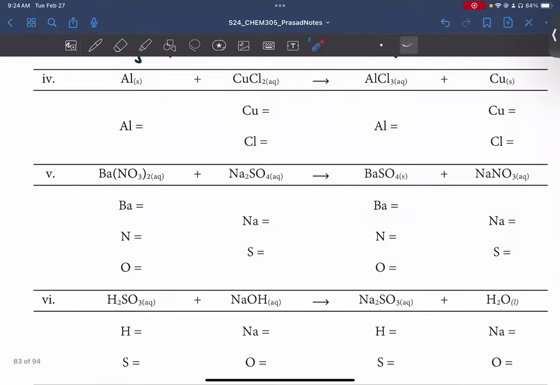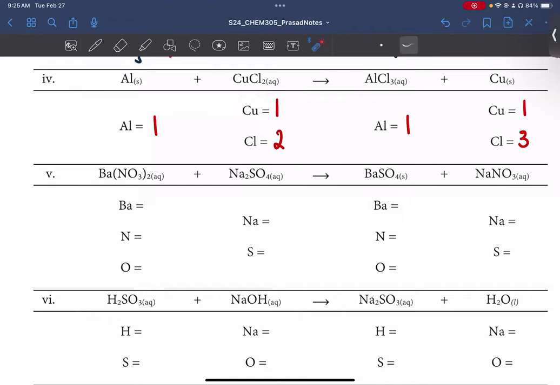I'll work through the next one, number four. Aluminum and copper chloride gives you aluminum trichloride and a single copper. On the left-hand side, we have one aluminum, one copper, and two chlorines. On the right-hand side, we have one aluminum, one copper, and three chlorines. So obviously, the big bad here is the chlorine. That's the one we need to balance.